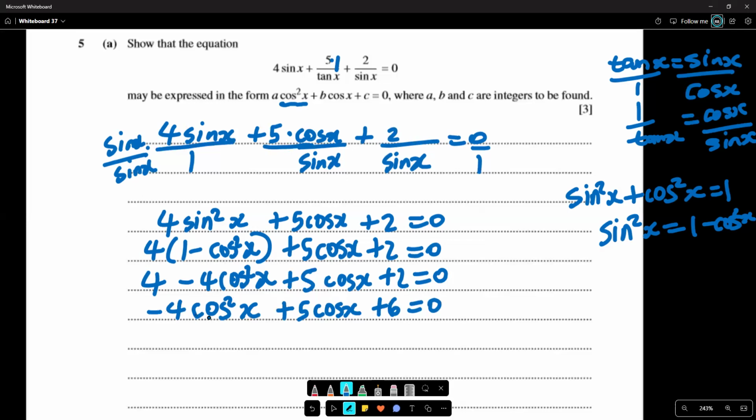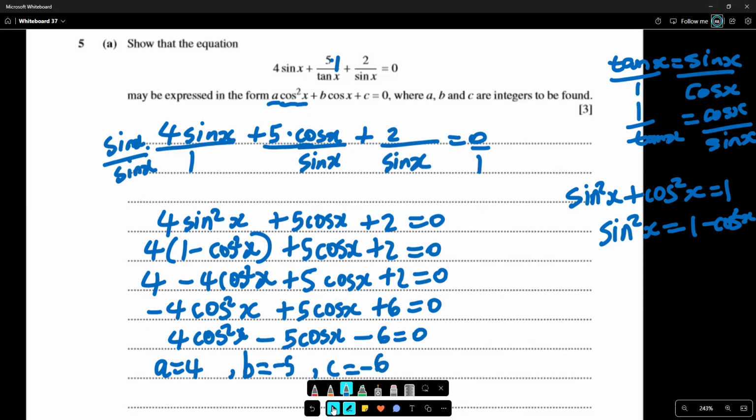Guys, I always prefer to leave the square part as positive, and this is the advice I also give you. So I'm going to switch all the signs. This was negative, it becomes positive. This will be negative, equals to 0. And now you can see that you have a, which is 4. So a equals to 4. Then you have cos squared x plus b, which is minus 5, and then cos x, and then you have plus c, which is minus 6. You see? And that is finito.